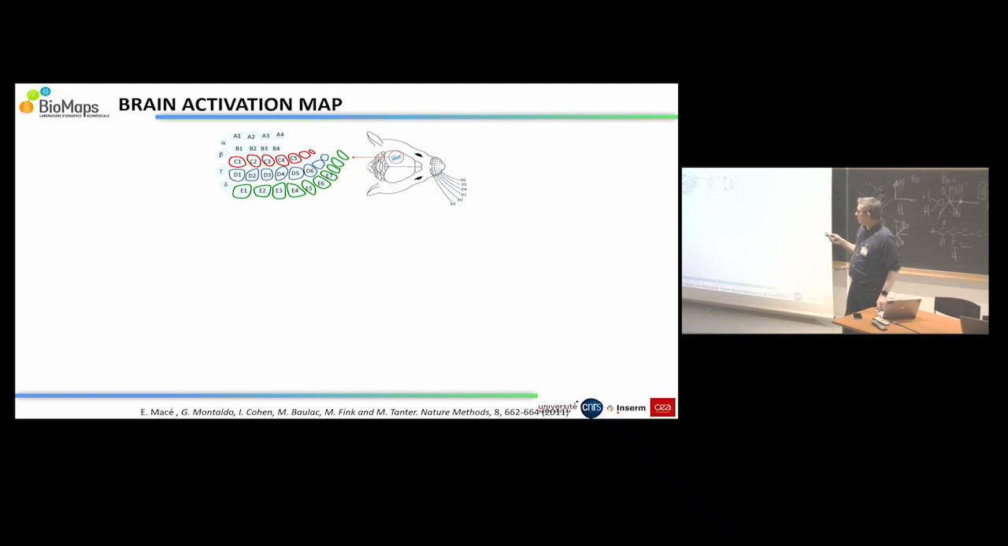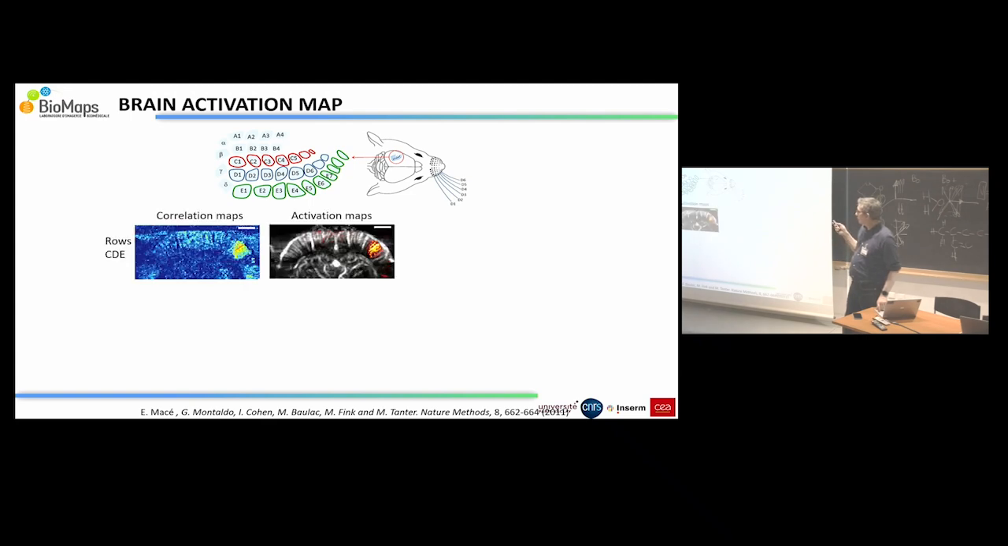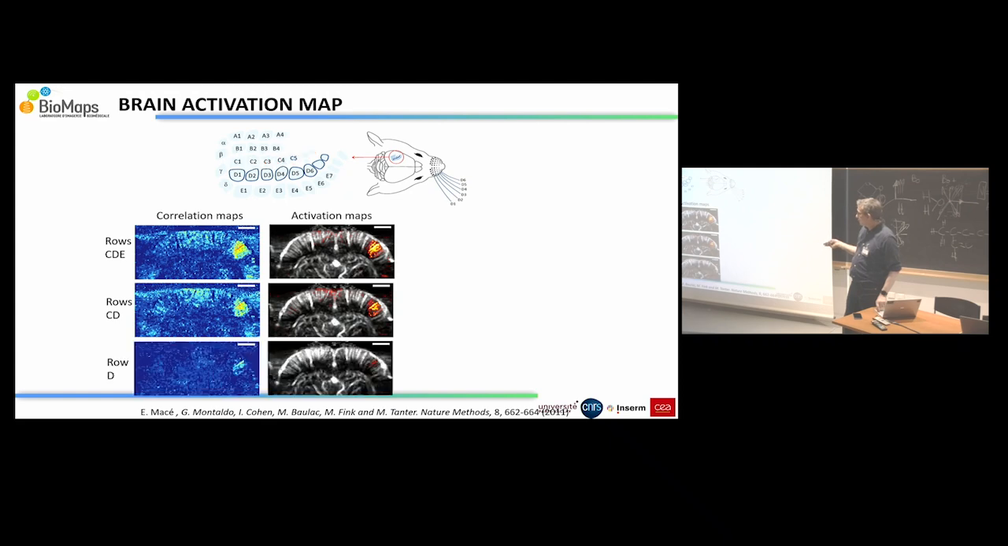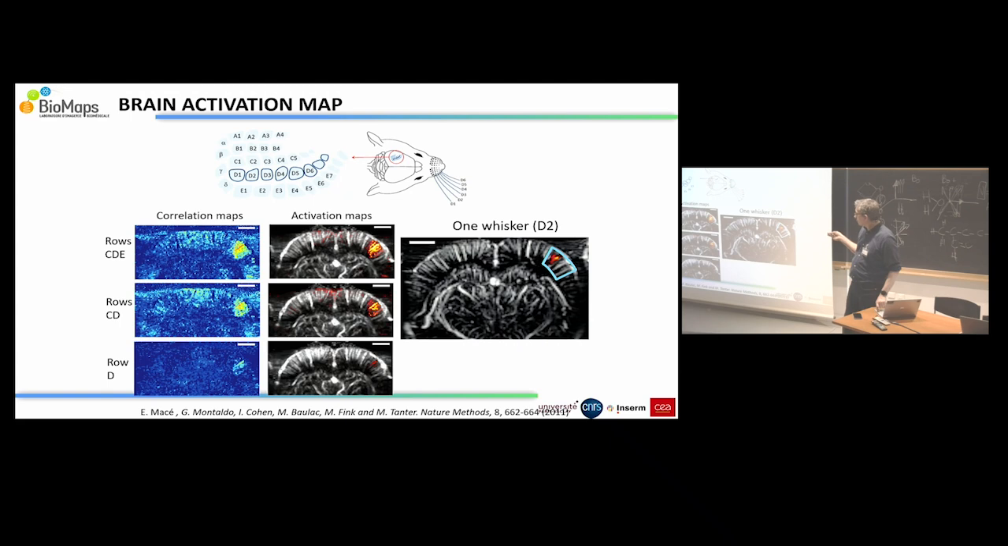What is the precision of that? If we use different rows of whiskers, we will activate more or fewer neurons. If we activate rows C, D, E, we get this part. Fewer rows, C and D, this part. Row D only, this part. And it works with also one whisker. But for that you need to acquire for a long time because you need a lot of data to have enough sensitivity, but it's feasible. You can see the activation of one bunch of neurons for one whisker.